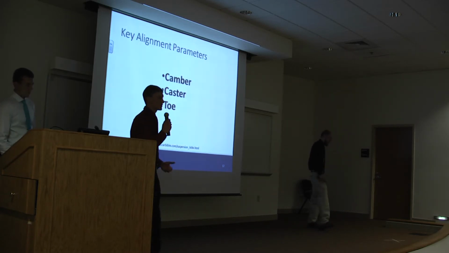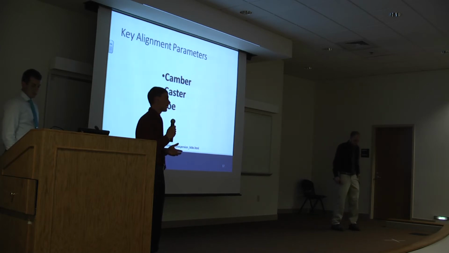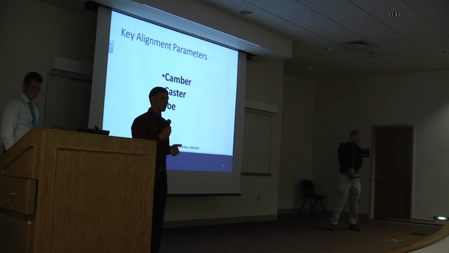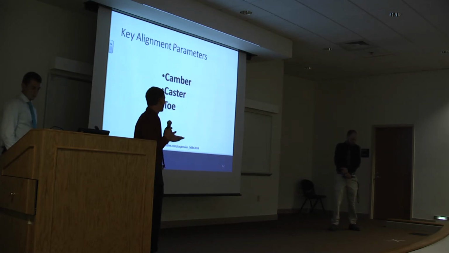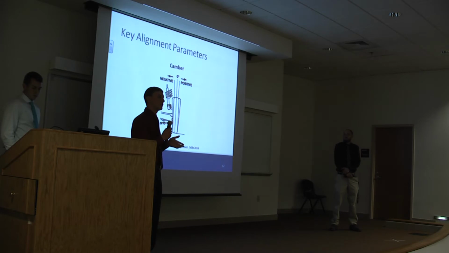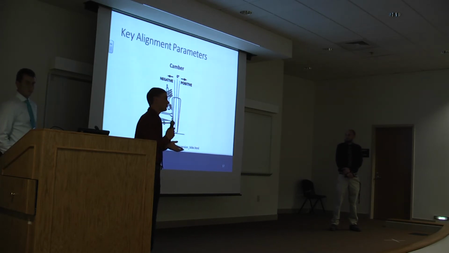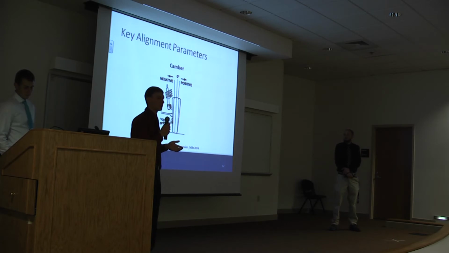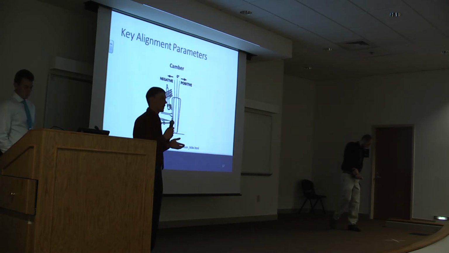Before we get into the actual design, there are three key alignment parameters that must be kept in mind in both the front suspension and the rear suspension. As you can see, we have camber, caster, and toe. Camber: if you're looking at the front of the wheel, if the top of the wheel is angled in towards the vehicle, there is said to be a negative camber. What negative camber allows is the vehicle to apply an even loading over bumps and during cornering.